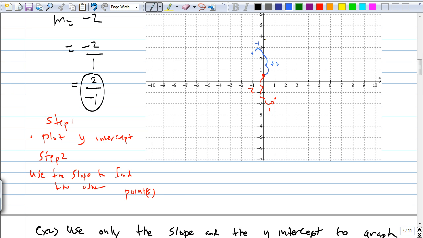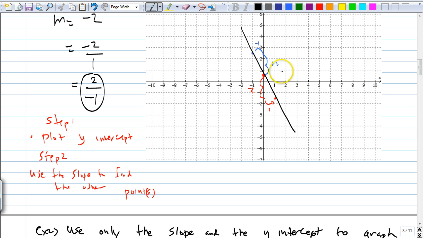How many points? Could I keep going? You see from this point, could I go down 2 to the left one again? Yeah, I could go. How many points could I find using this? As many as you want. I just need 3. I think 3 would be nice. So I'm going to connect these. You can do this as many times as you like.